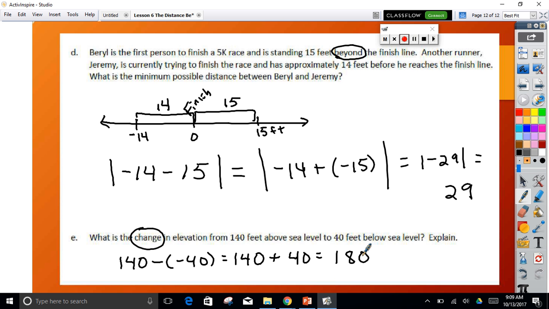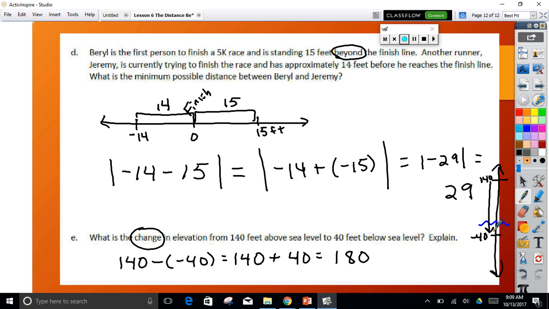Does anyone disagree with that? No, I'm so confused. Should this be a positive answer? Is the change positive? No, because you're going from 140 feet above sea level to 40 feet below. So what's happening here is, here's sea level, we're starting at 140 feet above sea level. We're going to 40 feet below. So we're going down.